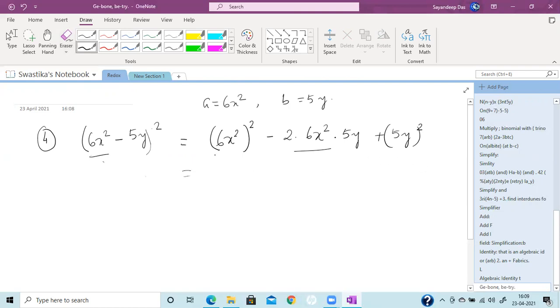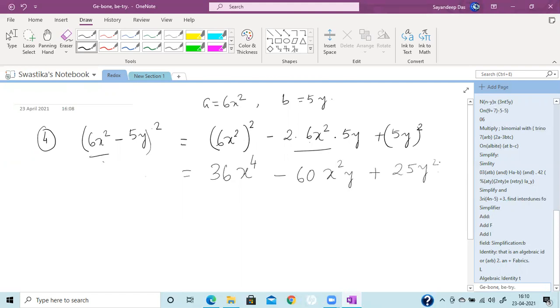So 6 into 6 is equal to 36. x² squared, x² into x² is equal to x raised to the power 4, minus 2 into 6 is equal to 12. 12 into 5 is equal to 60, x² into y, plus 5 5s are 25.